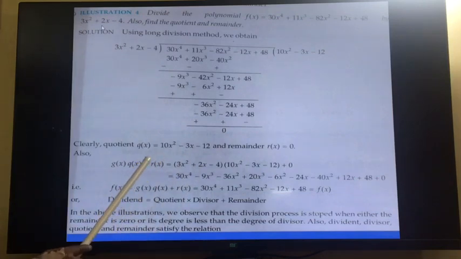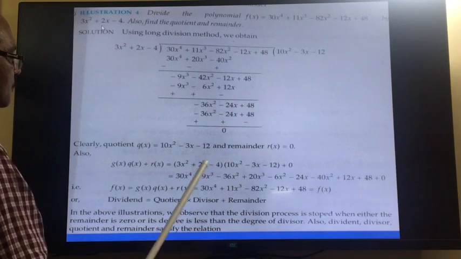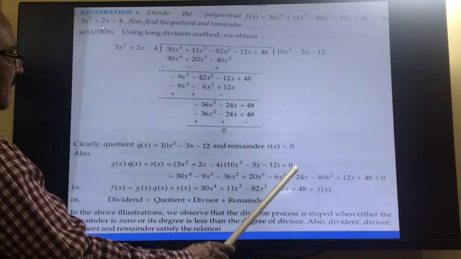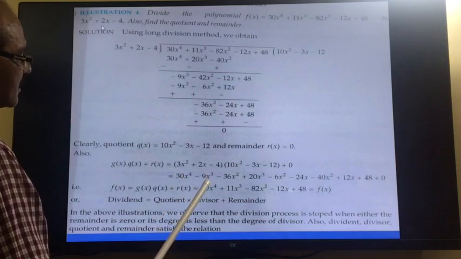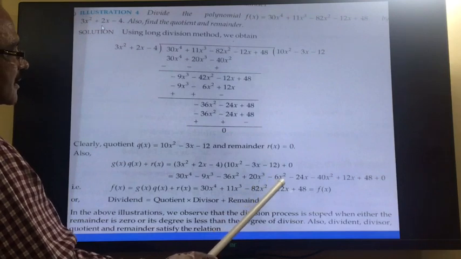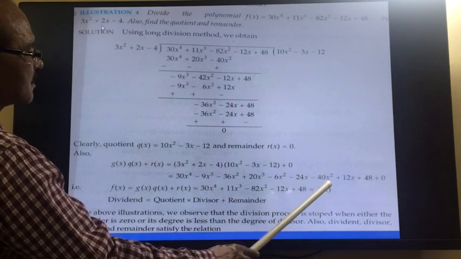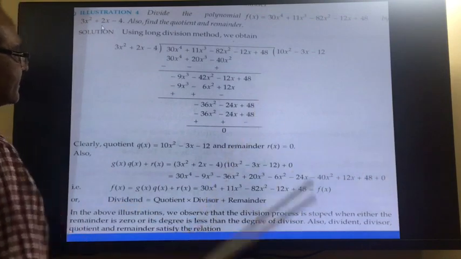Now to verify this division algorithm, you will multiply these two, quotient and divisor, plus remainder. So after multiplication you will get 30x to the power 4 minus 9x cube minus 36x square plus 20x cube minus 6x square minus 24x minus 40x square plus 12x plus 48 plus this 0 remainder.